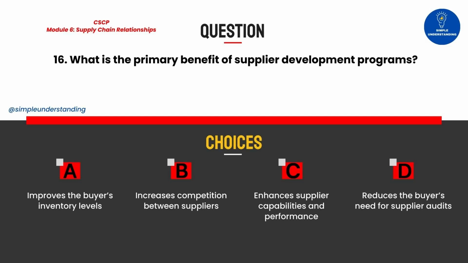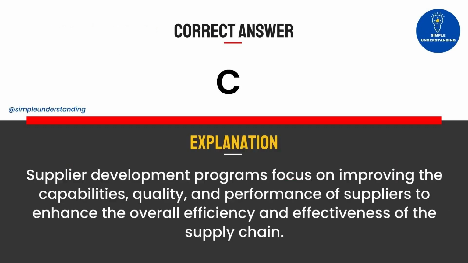16. What is the primary benefit of supplier development programs? A. Improves the buyer's inventory levels. B. Increases competition between suppliers. C. Enhances supplier capabilities and performance. D. Reduces the buyer's need for supplier audits. Correct answer: C. Explanation: Supplier development programs focus on improving the capabilities, quality, and performance of suppliers to enhance the overall efficiency and effectiveness of the supply chain.